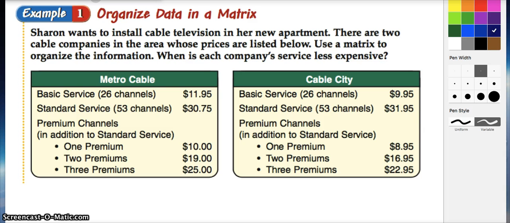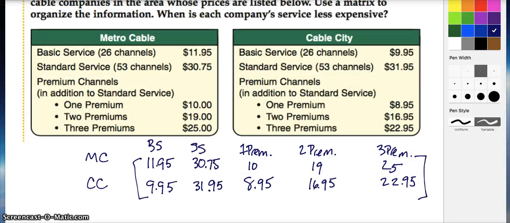Use a matrix to organize the information. When is each company's service less expensive? So let's organize our information. So MC standing for Metro Cable and CC standing for Cable City, we were able to organize them in a way that I can compare each of their services.